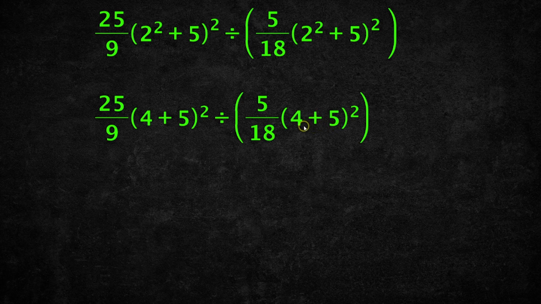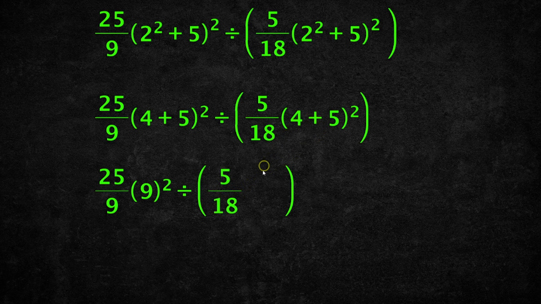Okay, next step. So we come to the left side, which is 25/9, which is 25 divided by 9. The moment we simplify this value, it is going to be a 9 to the power of 2. 5 plus 4 is 9. Divided by, go to the next block. The bigger one is 5/18. Inside we just simplify the 4 plus 5, put a 9 there.